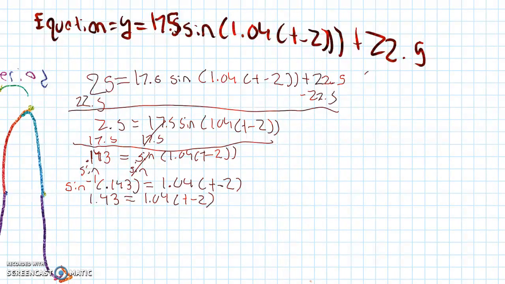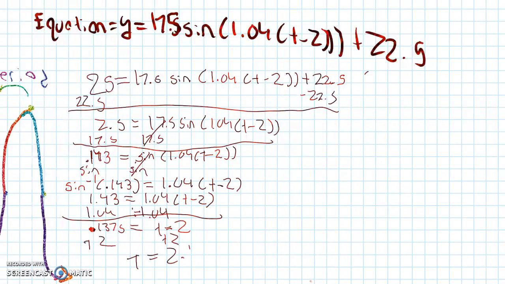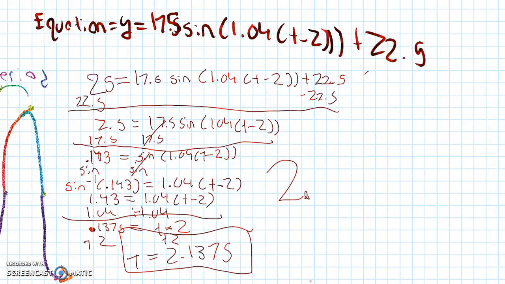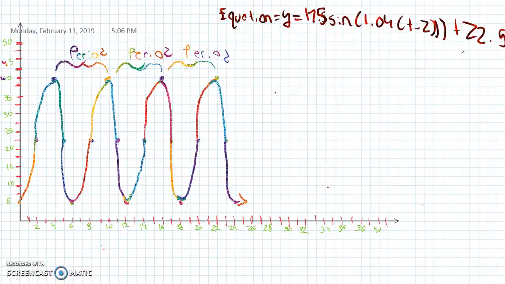We now divide both sides by 1.04 like so. The equation will now look like 1.375 equals t minus 2. All we need to do is add 2 to both sides to get t equals 2.1375. The first time the pirate ship is at 25 feet is at 2.1375. So letter D asks: when is the second time that the pirate ship is at 25 feet?